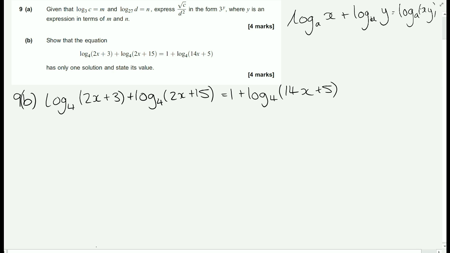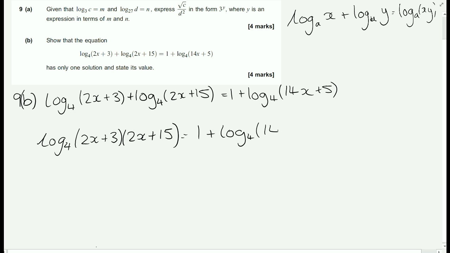Okay, so what that allows me to do to this left hand side is write it as log to the base 4 of the first bracket multiplied by the second bracket, and that's still equal to 1 plus log to 4 14x plus 5.